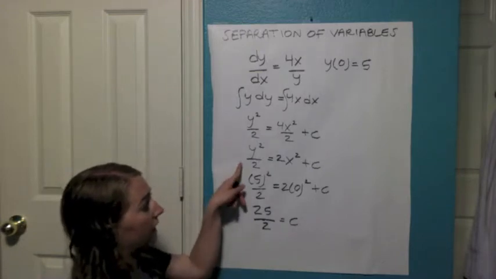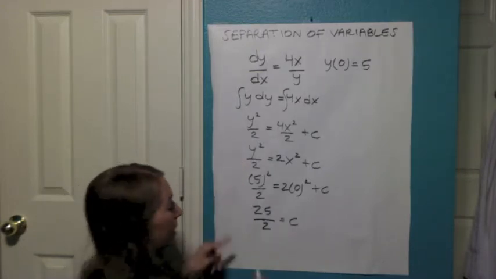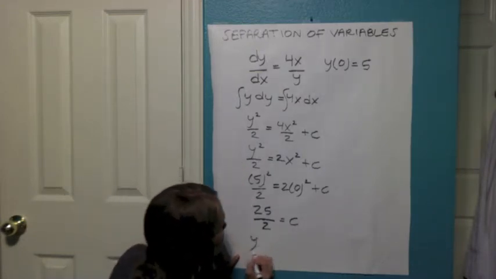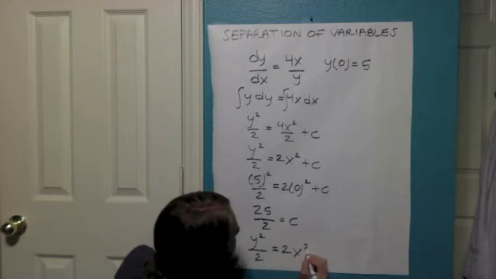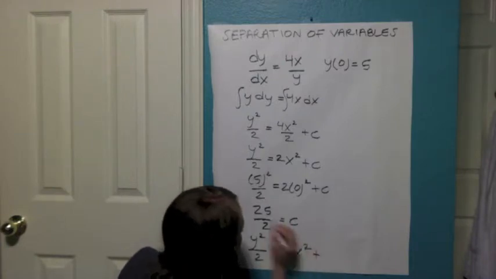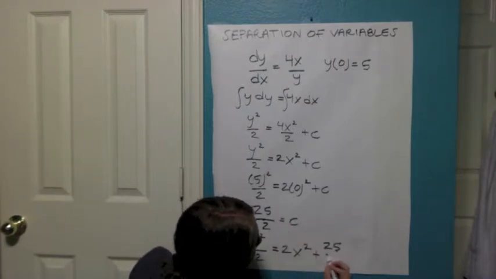You can plug it back into this equation, and your final answer is y squared over 2 equals 2x squared plus 25 over 2.